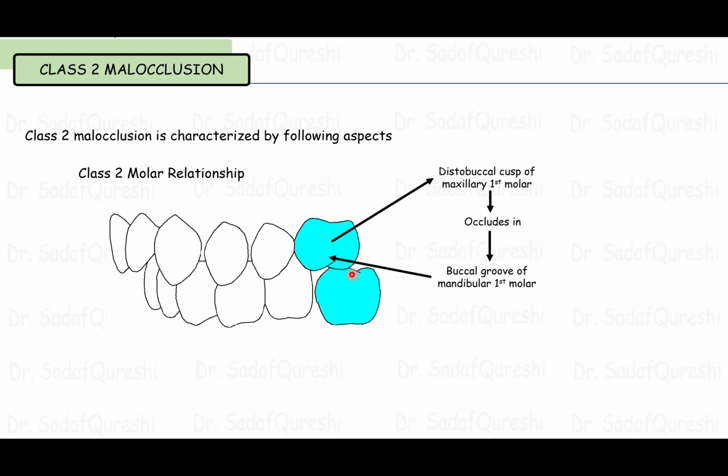In class 1 molar relationship, the mesiobuccal cusp of the upper or maxillary first permanent molar was occluding in the buccal groove of the mandibular first permanent molar, but in class 2 molar relationship, the distobuccal cusp occludes in the buccal groove of the mandibular first permanent molar.